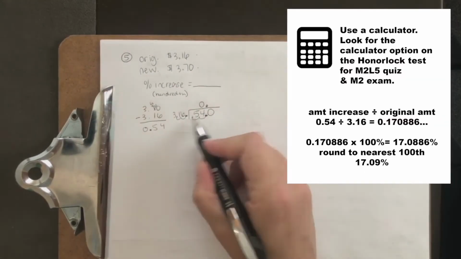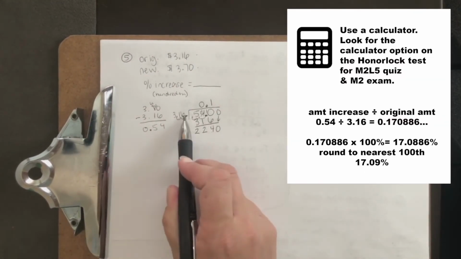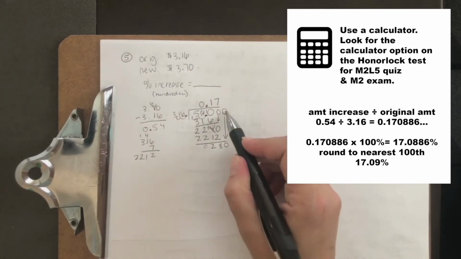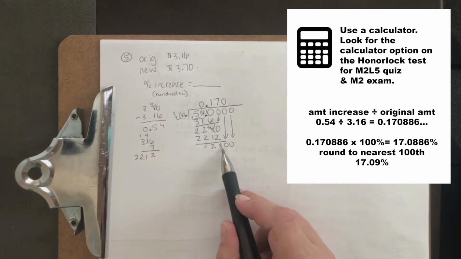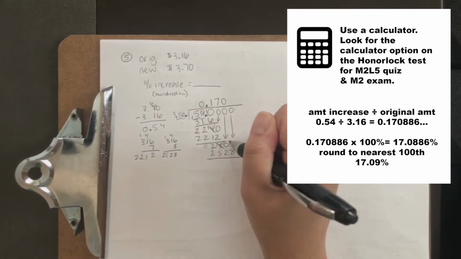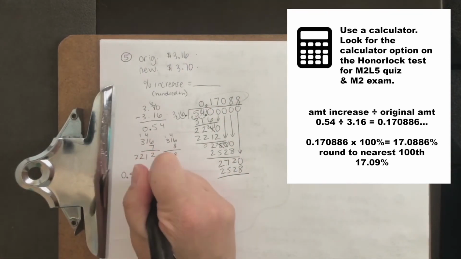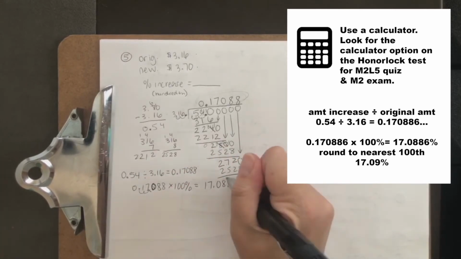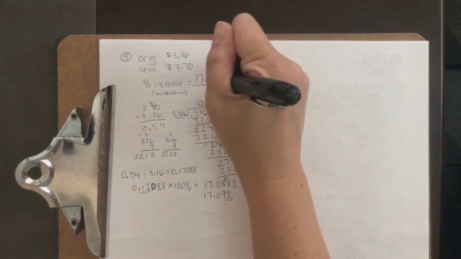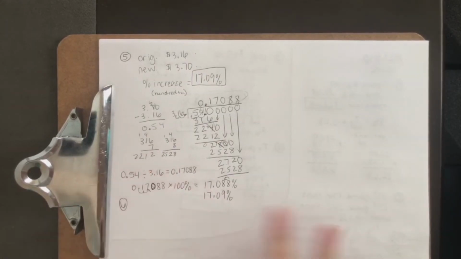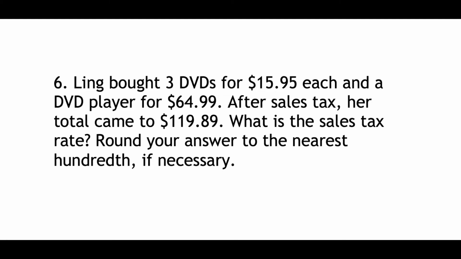All right, guys, again, as satisfying as it might be to watch all this long division, just use a calculator, okay? You're going to take the amount that was increased, 54 cents, divided by the original amount, 3.16, and then convert that to a percent. 17.09%.